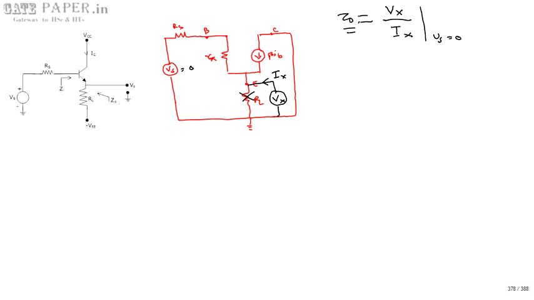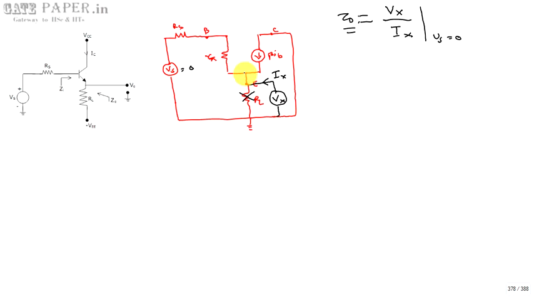Output impedance is output voltage by output current. Since on the output side we don't get any voltage, we apply a test voltage source. By that time no other voltage source should be present. Okay, now Vx by Ix with Vs equal to 0 will give Z0. This is the third case.